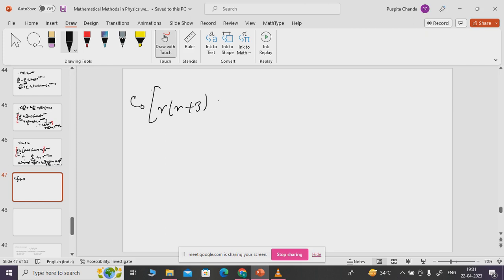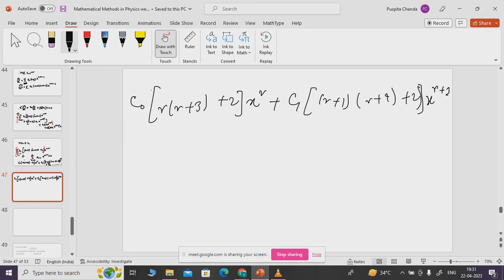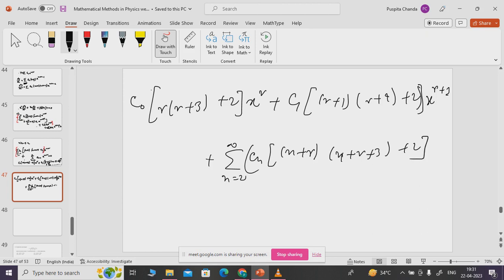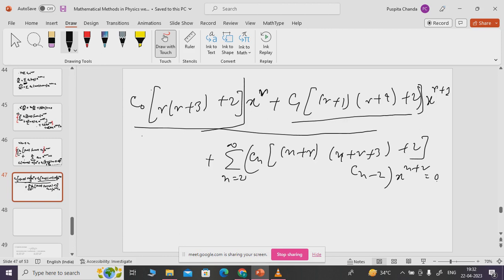So it can be written as total r into r plus 3 plus 2 x to the power r, plus C1 r plus 1 into r plus 4 plus 2 x to the power r plus 1, plus the sum n is equal to 2 to infinity of Cn into n plus r plus 3 plus 2, plus Cn minus 2, x to the power n plus r, equal to 0. So this part needs to be 0 and this part needs to be 0, assuming that C naught is not equal to 0 and C1 is equal to 0.